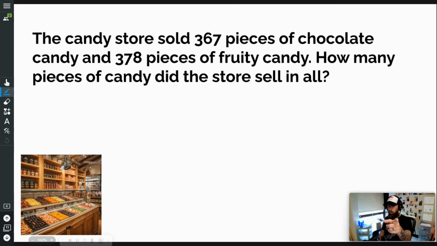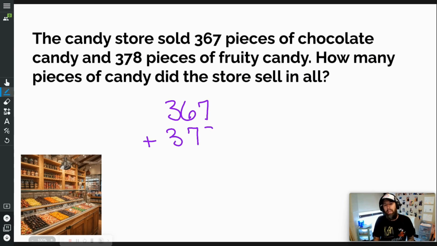The candy store sold 367 pieces of chocolate candy and 378 pieces of fruity candy. How many pieces of candy did the store sell in all? So they sold this much, they sold that much, they want the total amount. Let's add them up. 367 plus 378. We're going to add those guys up.